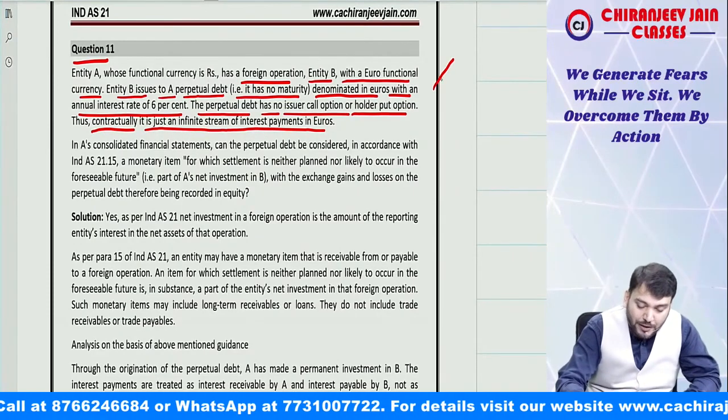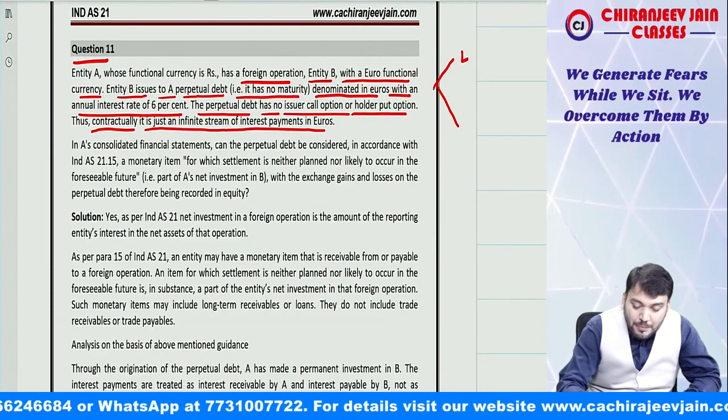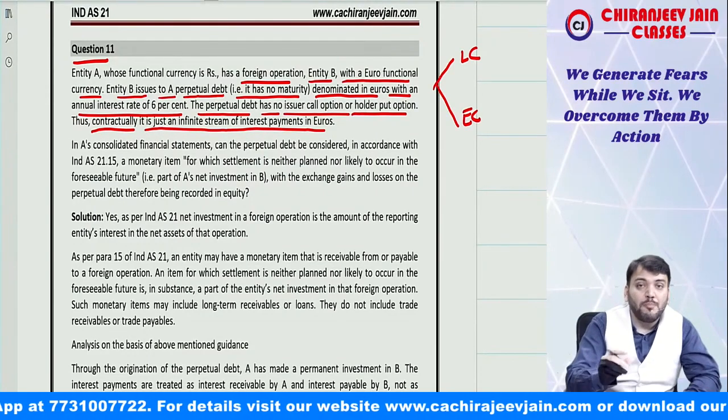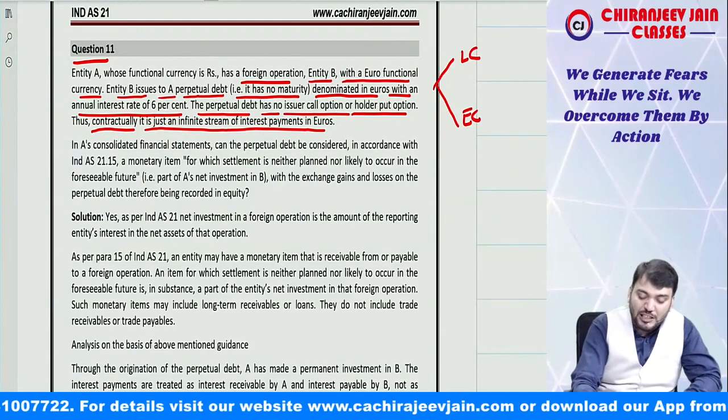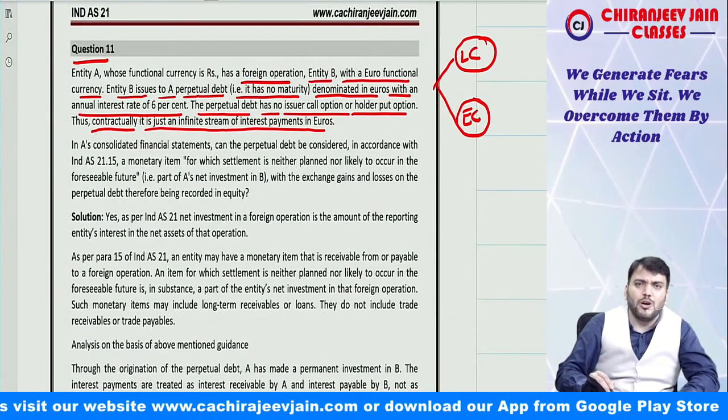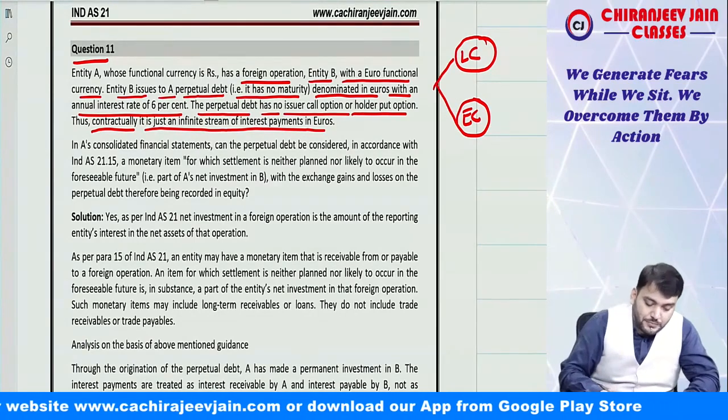Means it has two parts. One is the liability component in terms of interest, and one is the equity component for the principal part. Are you getting? So it needs to be split. This becomes the liability component, this becomes the equity component. I hope you are understanding whatever I am saying.